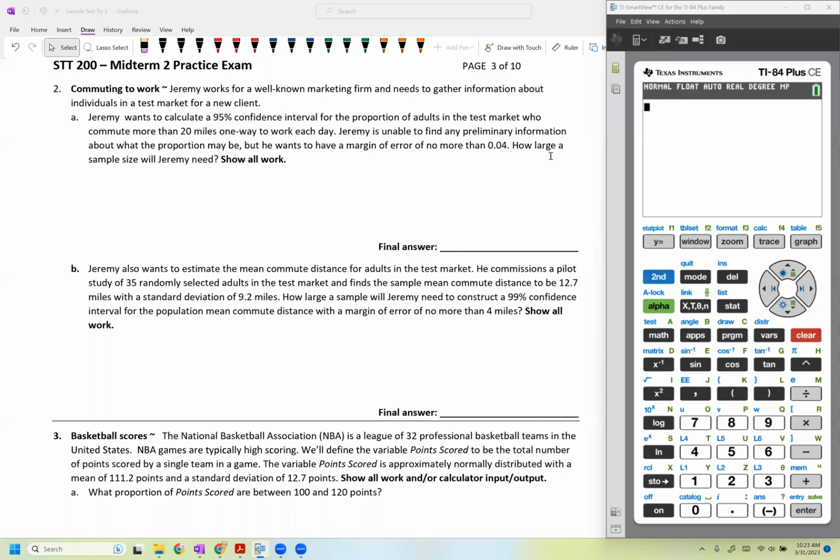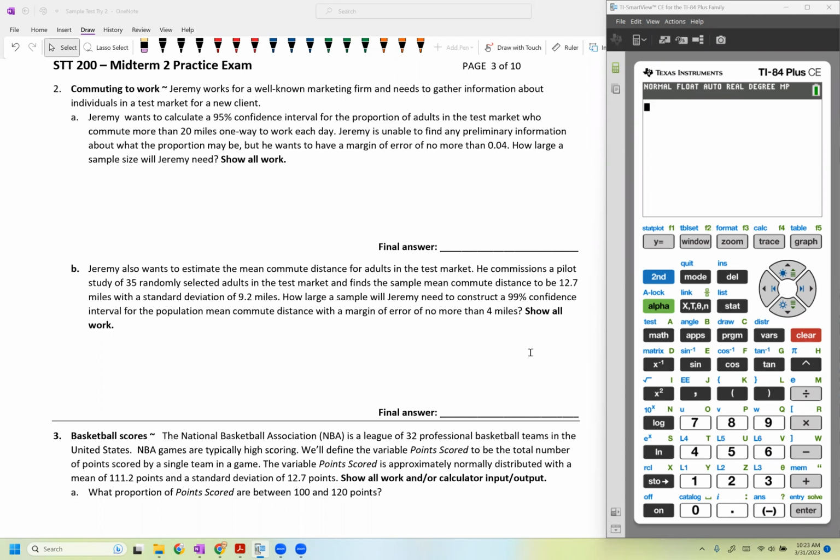All right, here's problem number 2 from the practice test. Jeremy works for a well-known marketing firm and needs to gather information about individuals on a test market for a new client. Jeremy wants to calculate the 95% confidence interval for the proportion of adults in the test market who commute more than 20 miles one way. This is a proportion problem because either you do or you do not commute more than 20 miles.